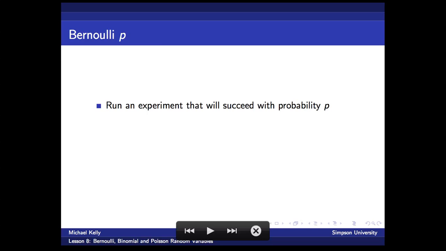The first of these is the Bernoulli. It's the simplest one. We run one experiment, and that experiment will succeed with probability p, and so therefore fails with probability 1 minus p. So p is going to be a number between 0 and 1, since it's a probability, and we usually talk about it as the probability of a success.